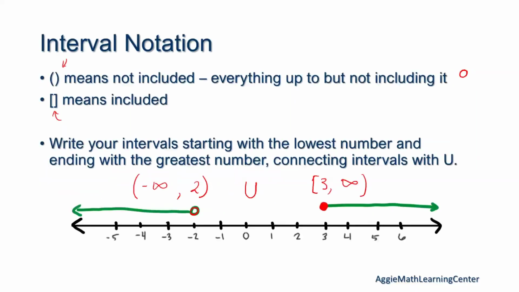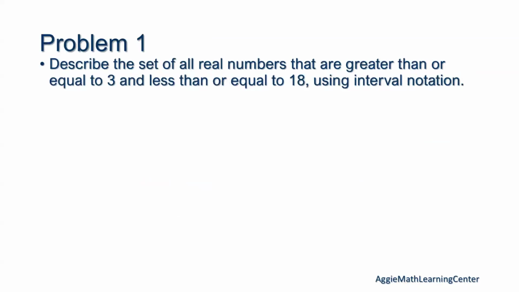So let's try an example, this one. Describe the set of all real numbers that are greater than or equal to 3 and less than or equal to 18 using the interval notation. So we want numbers that are greater than or equal to 3 and less than or equal to 18. I'm just going to write it with those greater than, less than signs because sometimes it's helpful for me to think about it.